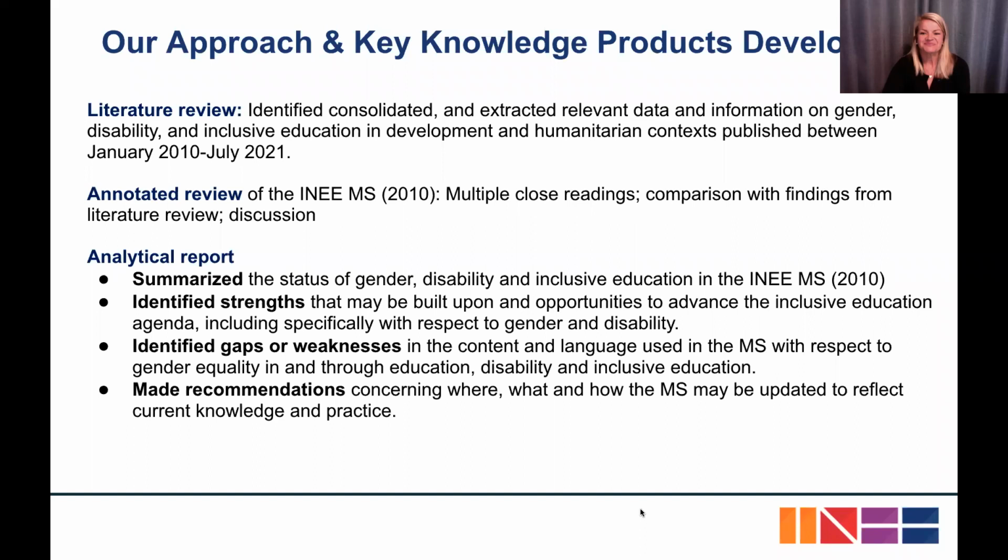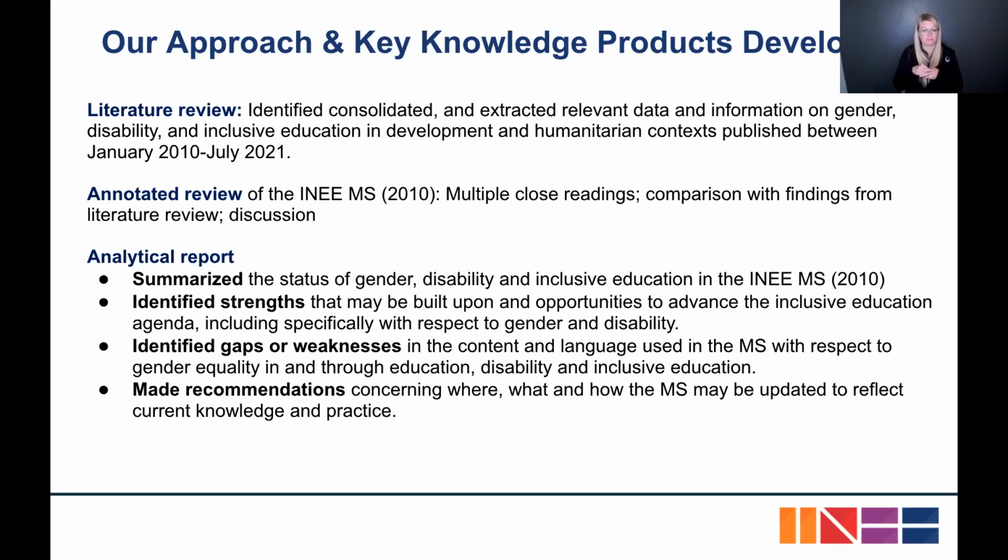Next slide, please. So our work involves the development of a number of deliverables, beginning with a literature review, where we identified and extracted relevant data and information on gender, disability, and inclusive education, both in the scholarly and gray literature within the development and humanitarian context. The sources that we drew upon were published between 2010 and 2021.